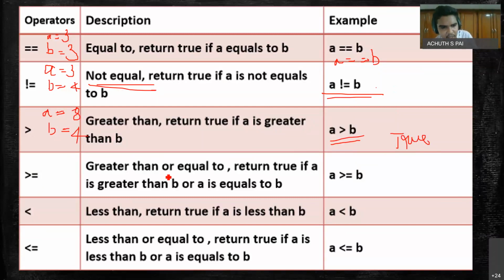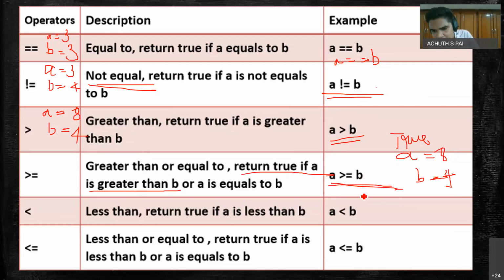And below that, greater than or equal to, we give the value of A as 8, B as 4. When you give such an operator, you will receive true because here there is a clause. Returns true if A is greater than B. Here A is 8 and B is 4. A is greater than B. Hence, we will get it as true.